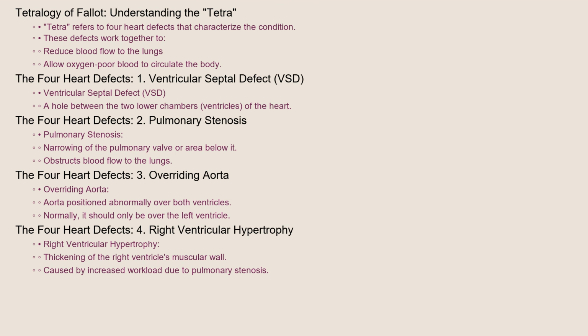And finally, right ventricular hypertrophy, a thickening of the muscular wall of the right ventricle, caused by the increased workload required to pump blood through the narrowed pulmonary valve. These four defects work together to reduce blood flow to the lungs and allow oxygen-poor blood to circulate to the body, causing cyanosis, the bluish tint associated with the condition.